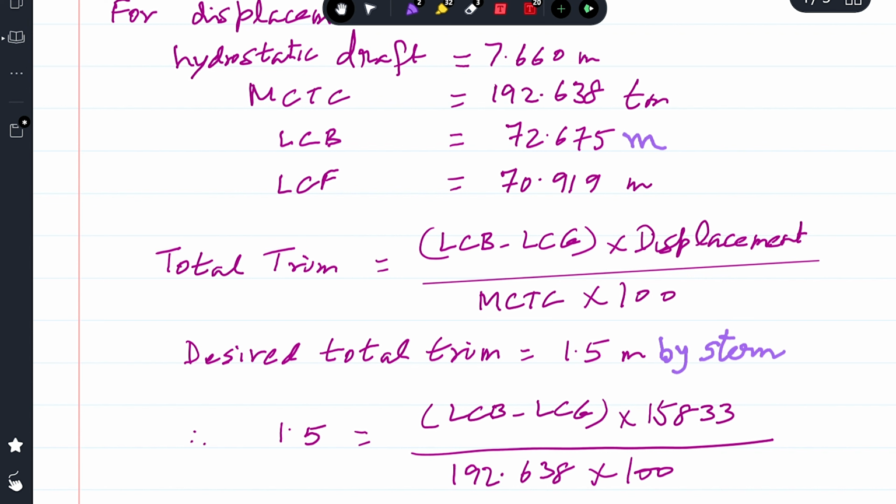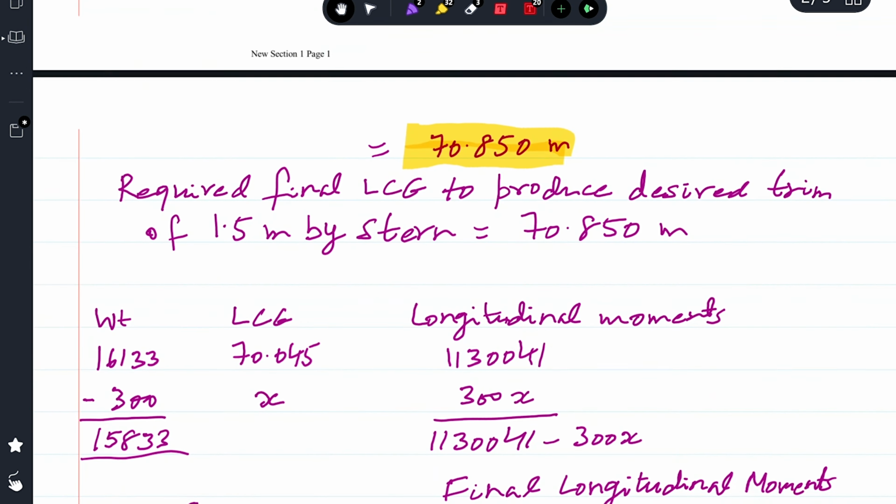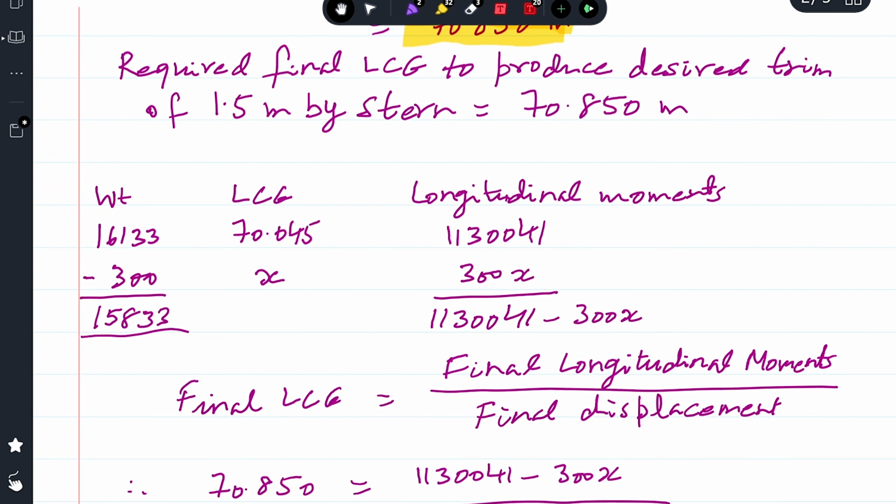So I got final LCG 70.850 meter. Now you make tables for weight, LCG, and longitudinal moments. You must always first start with the initial displacement before the cargo is discharged. Whenever you are finding a final LCG or a KG, first must be the initial condition before cargo operations. So before I discharge 300 ton, what was my initial displacement, initial LCG, and initial longitudinal moments?